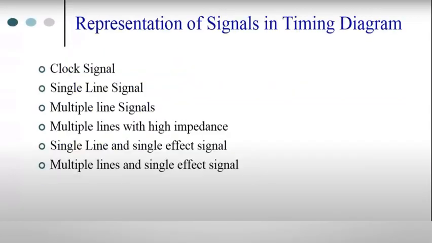Let us now discuss the representation of signals in a timing diagram. There are different types of signals represented in a timing diagram. They are listed here: clock signal, single line signal, multiple line signal, multiple lines with high impedance, single line and single effect signal, and multiple line and single effect signal. Let us discuss each of these signals in detail now.